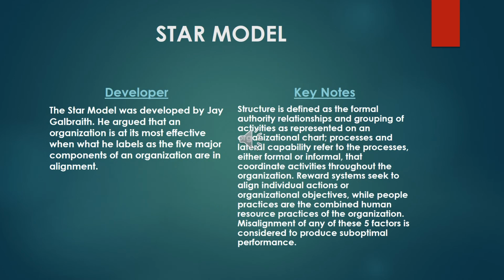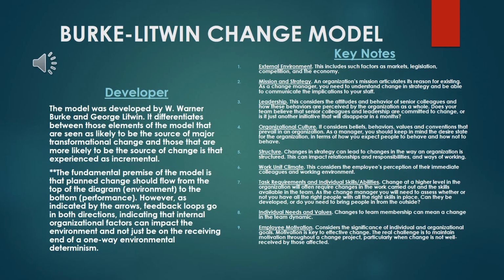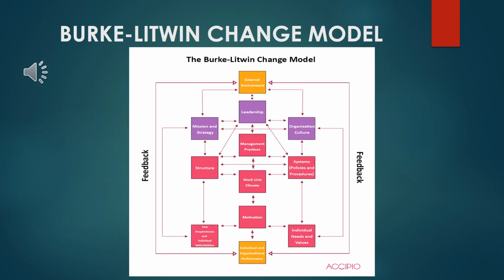The STAR model labels the 5 major components of an organization which should be in alignment. Here is the STAR model diagram. The Burke-Litwin change model. The premise of this model is that planned change should flow from the top of the diagram all the way to the bottom. Here is the Burke-Litwin change model as we start with the external environment at the top and we go all the way down to the leadership.